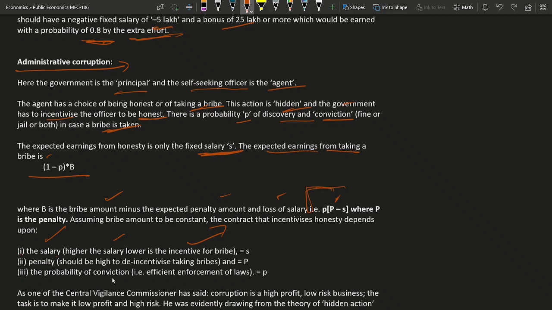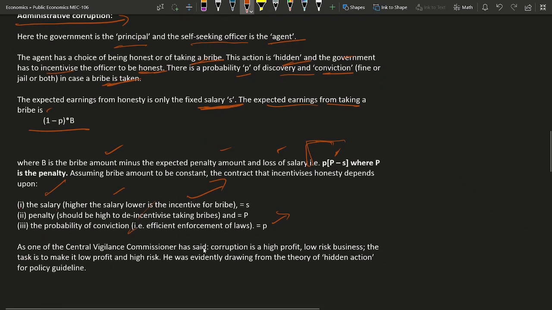The probability of conviction, efficient enforcement of laws, this small p: if the conviction rate is high, then there is less chance of taking up the bribe. If small p is high, then there is less chance of taking the bribe and more chance of being honest.